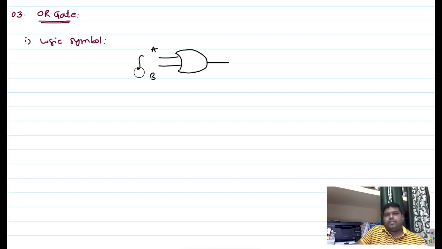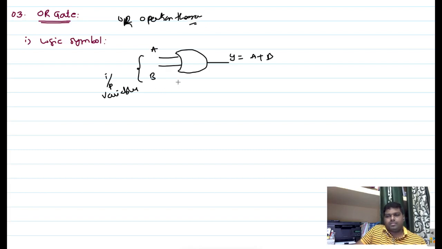These are the input variables. A and B are input variables and the output Y equals A plus B. Already we know our OR operation theorem, right? Same logic we can implement with the help of this particular OR gate. Our OR operation theorem is nothing but sum, or addition. So Y equals A plus B means what? Otherwise you can indicate it with A OR B. So this is addition. This is the logic symbol.